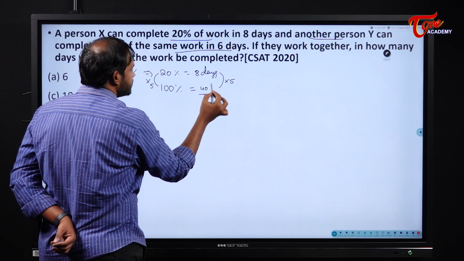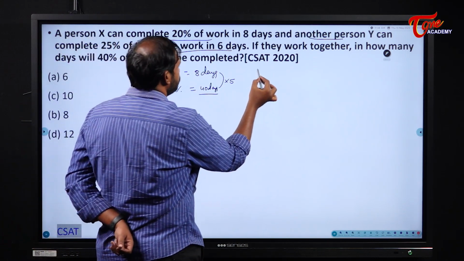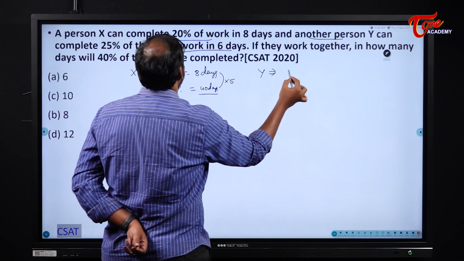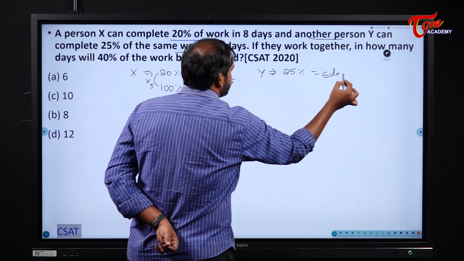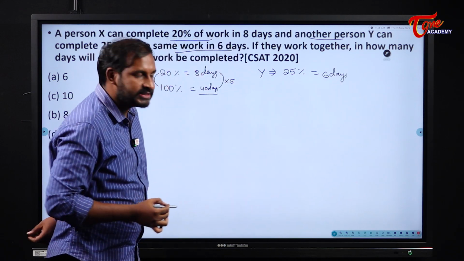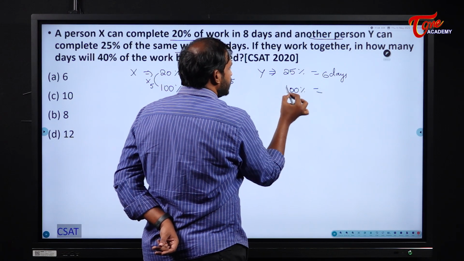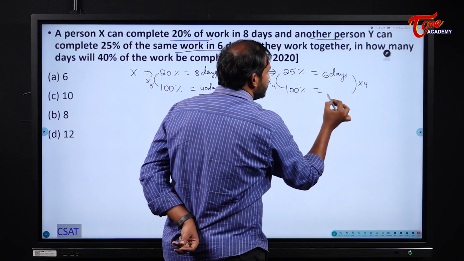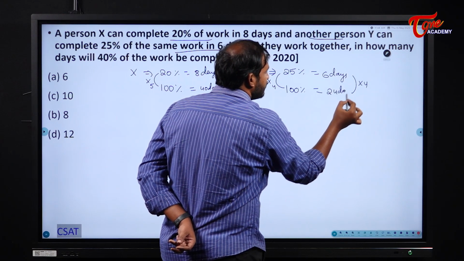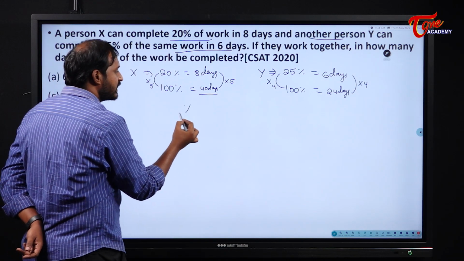40 days. That means X is going to finish the work in 40 days. Next, when it comes to Y, Y can finish 25% of work in how many days? 6 days. Then 100% of work by Y is what? 25 into 4 is 100. So similarly, 6 into 4. That means 24 days. That means Y can finish 100% of work in 24 days. Okay. Now start comparing the things.